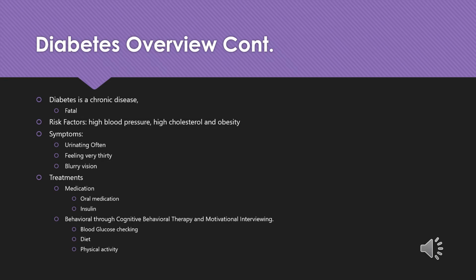Treatments, there's 2 types of treatments. You can do medication and behavioral. Medications are oral medication or insulin. Insulin is usually administered through the glucose meter or a shot, which is where the integration of behavioral health and medical health take place because of the adherence to this medication.